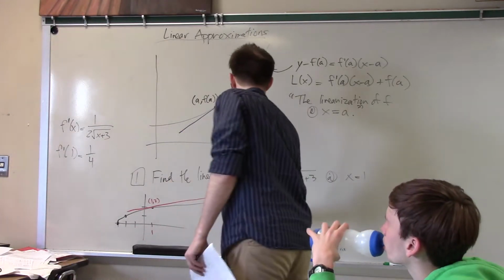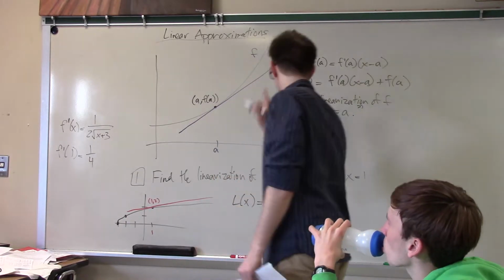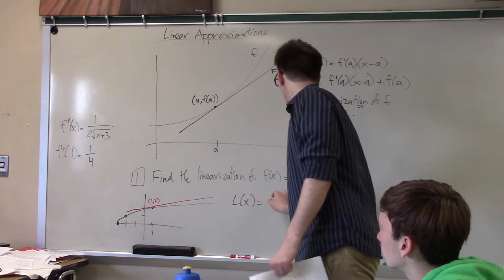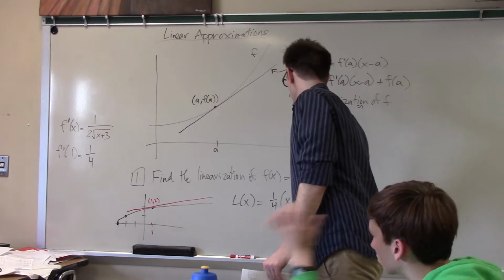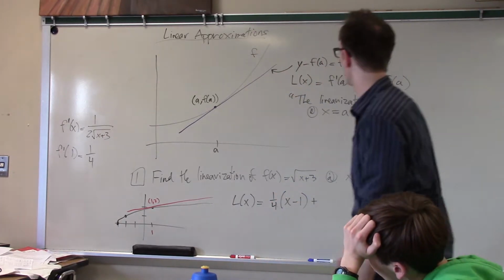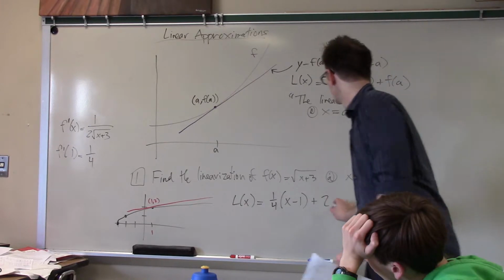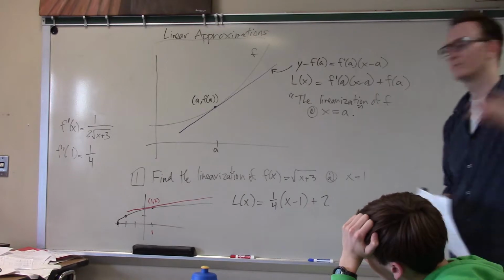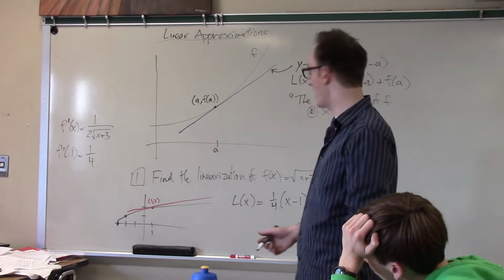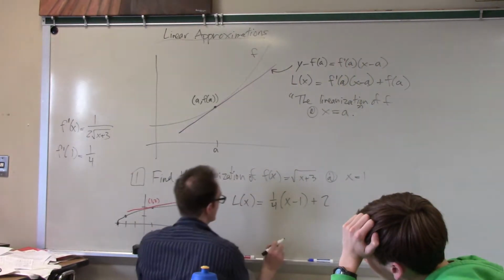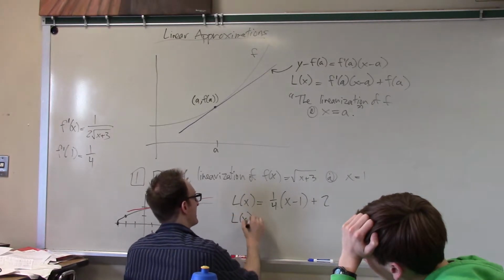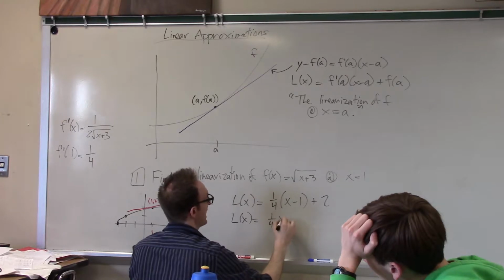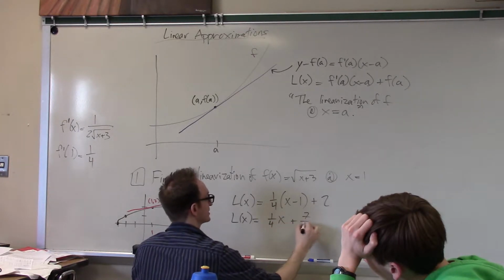So the linearization is just going to be 1/4 times x minus 1 plus 2. Is that what you guys got? Daniel, is that what you got? Yeah, can you erase the board also? Good. So, just this once, I will multiply it out because I just feel like it. So that's 1/4 x plus 7/4.